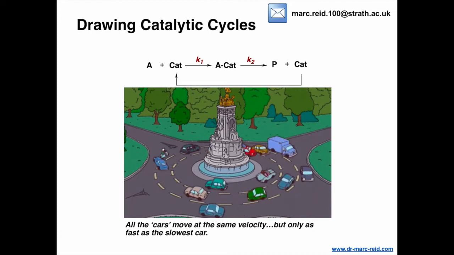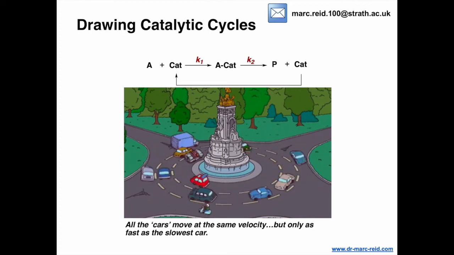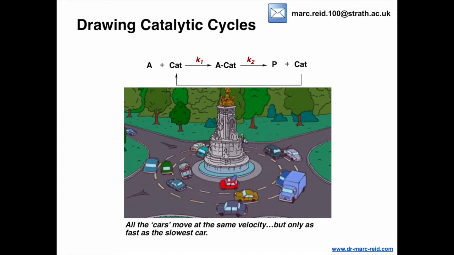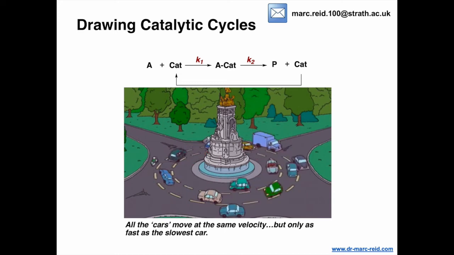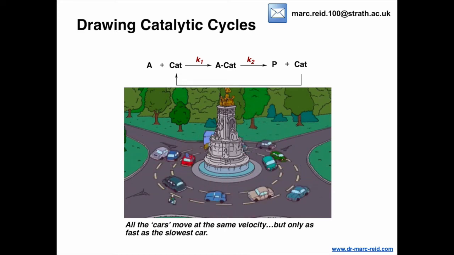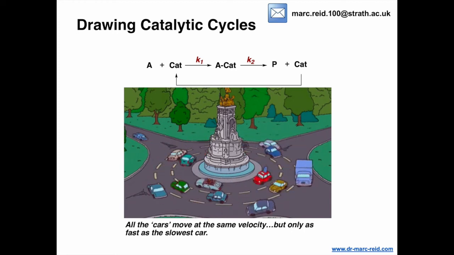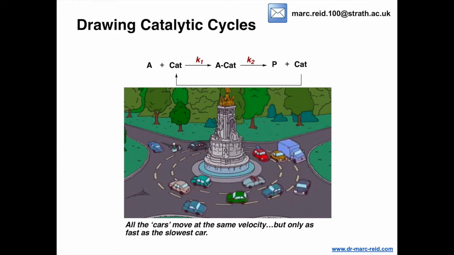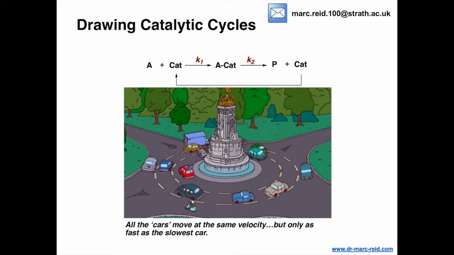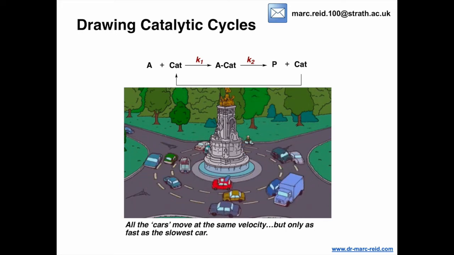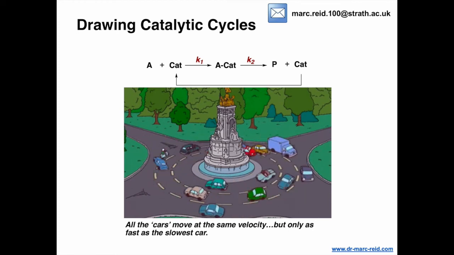Another way to think about the counterintuitive nature of catalytic cycles is a roundabout. If the roundabout is jammed with cars, all of them are moving at the same velocity. Each car is moving as quickly round the road as the car in front and the car behind. The cars are only as fast as the cars that move slowest around the cycle. All cars move at the same velocity as the slowest car.